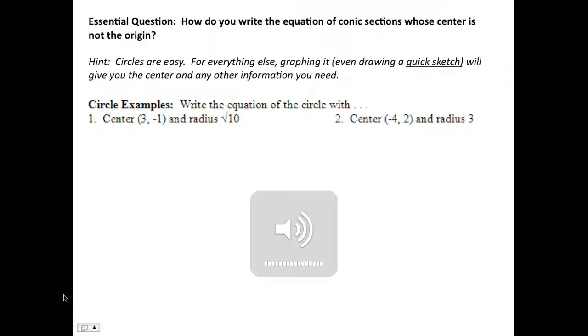All right, we are looking at writing the equation of conic sections whose center is not at the origin. Now the one thing here, just as we looked at graphing on Monday, circles are going to be the easiest. For everything else, I do recommend graphing it. Even a quick sketch can help us identify the center and other information that we need. I would also recommend that you refer back to the formulas provided on Monday's notes, just to have the general shape of the equations.